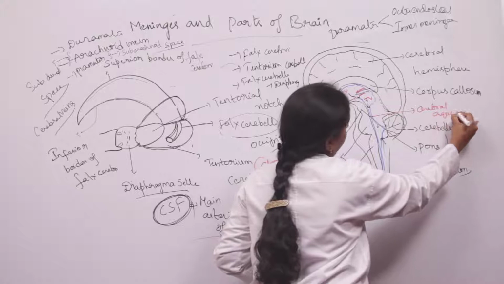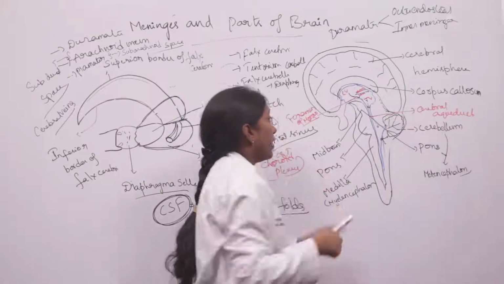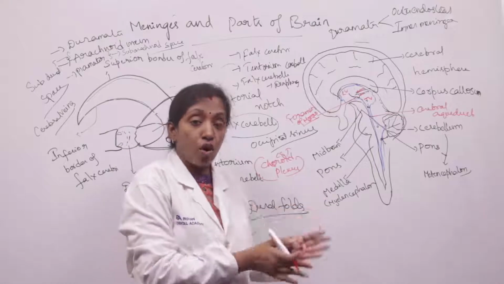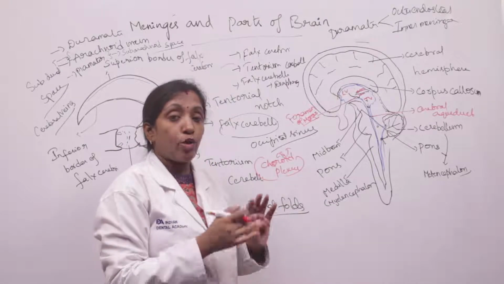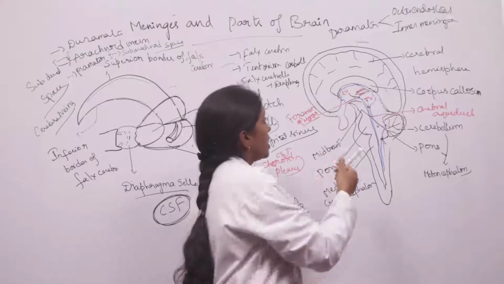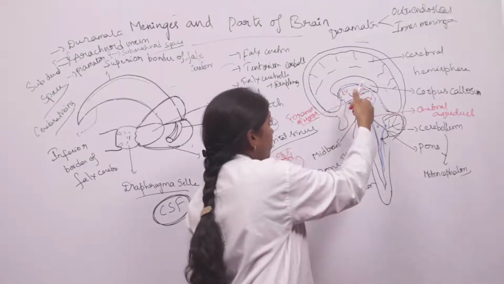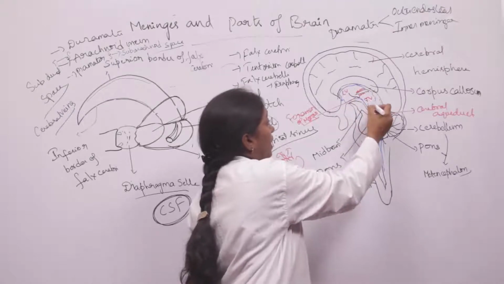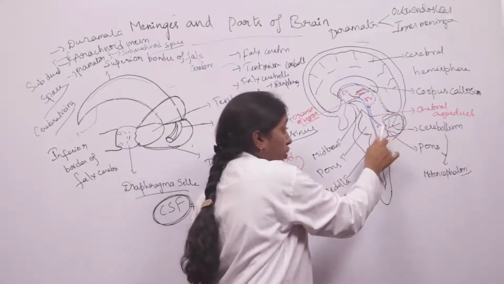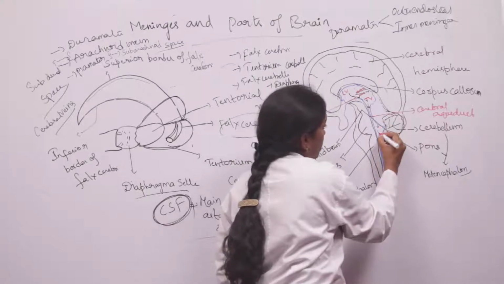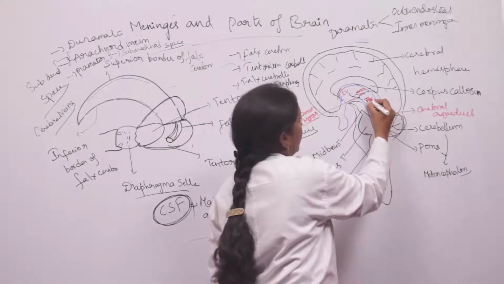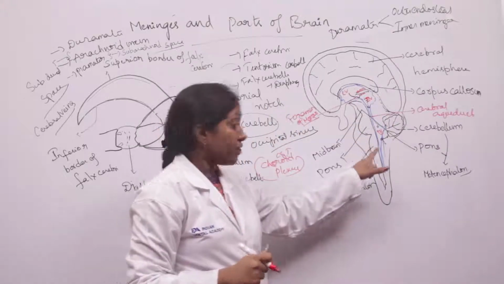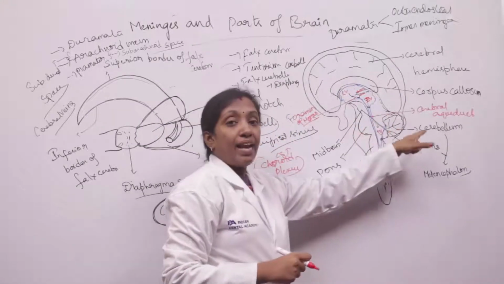The lateral ventricle communicates with the third ventricle through the foramen of Monro. The ventricles consist of CSF, cerebrospinal fluid. The third ventricle communicates with the fourth ventricle through the cerebral aqueduct. This is the fourth ventricle, this is the third ventricle, and this is the lateral ventricle.